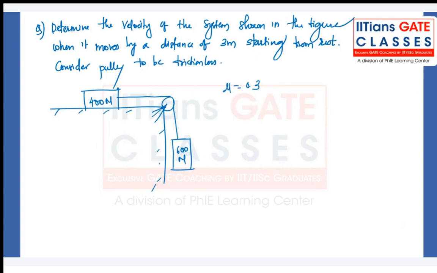For surface and block. Okay, I'll repeat the question. Determine the velocity of the system shown in the figure when it moves by a distance of 3 meters starting from rest. Consider the pulley to be frictionless, and the friction between surfaces and the block is 0.3. Okay, coefficient of friction, mu. I'll give you 2 minutes of time, solve it, and post your answers in the chat box.